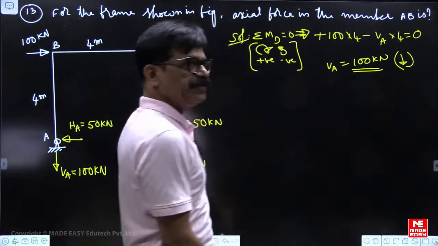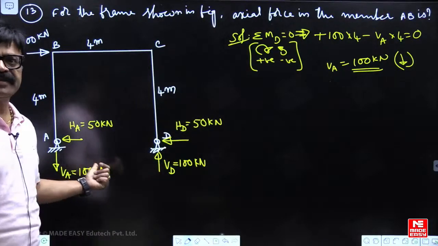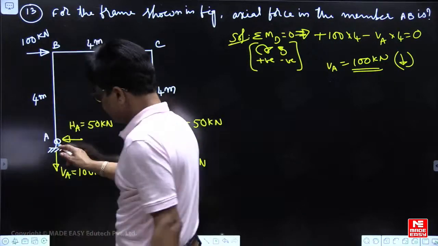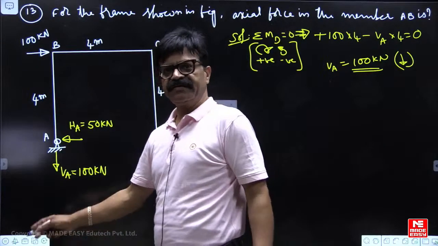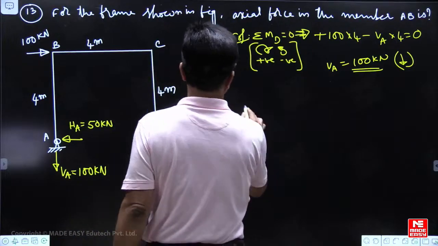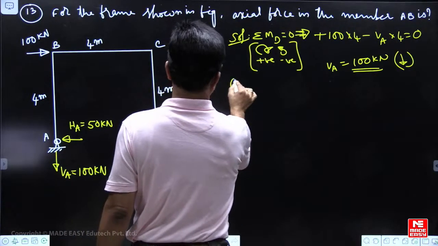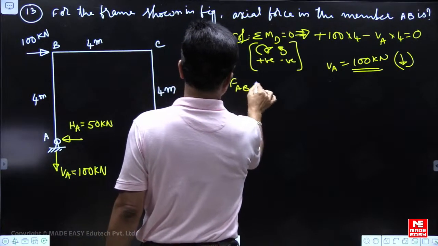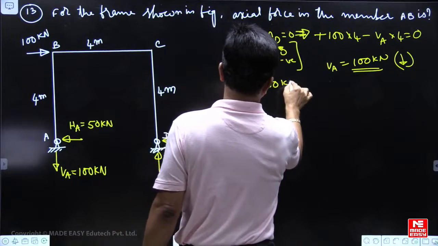Now you have to decide whether it is compression or tension. From the pin, the arrow is away, that means it is tension. So the force in the member AB is equal to 100 kilonewton tension.